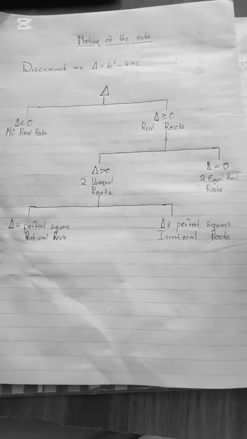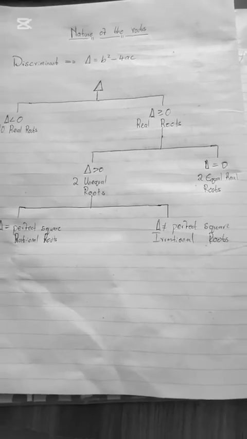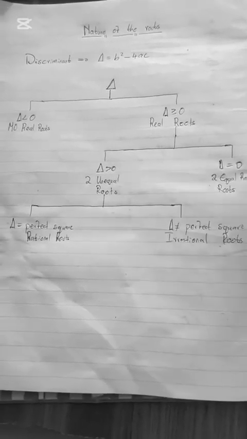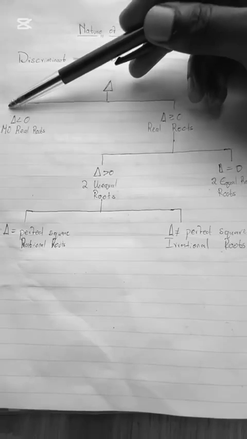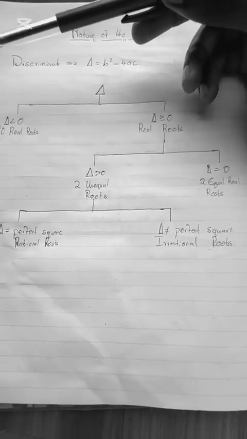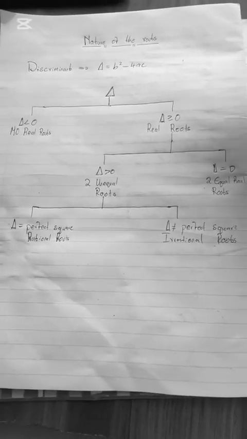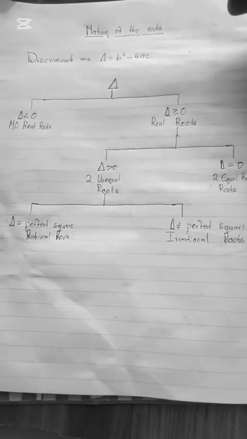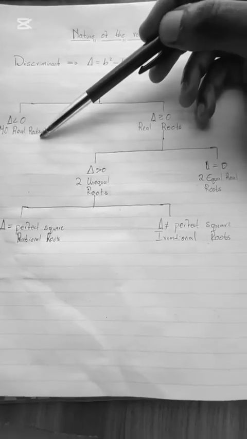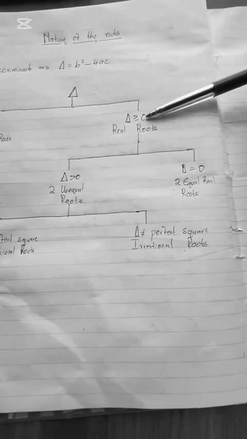You can see that the discriminant can be split into two ways. When the discriminant is less than 0, meaning when the discriminant is a negative number, we are going to have no real roots. And when the discriminant is greater than or equal to 0, we are going to have real roots.